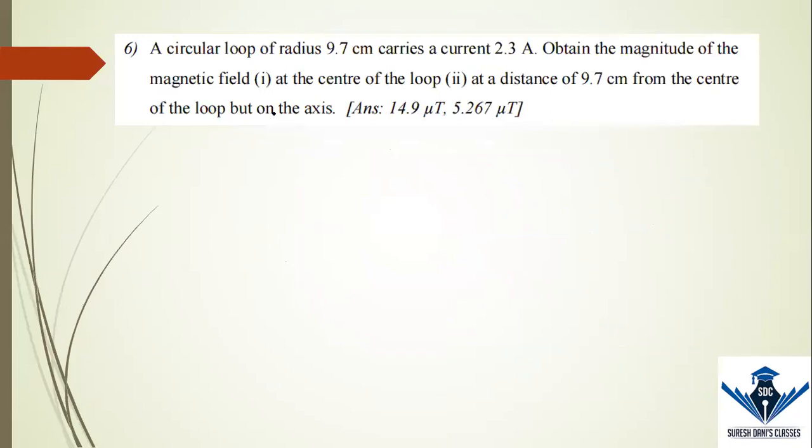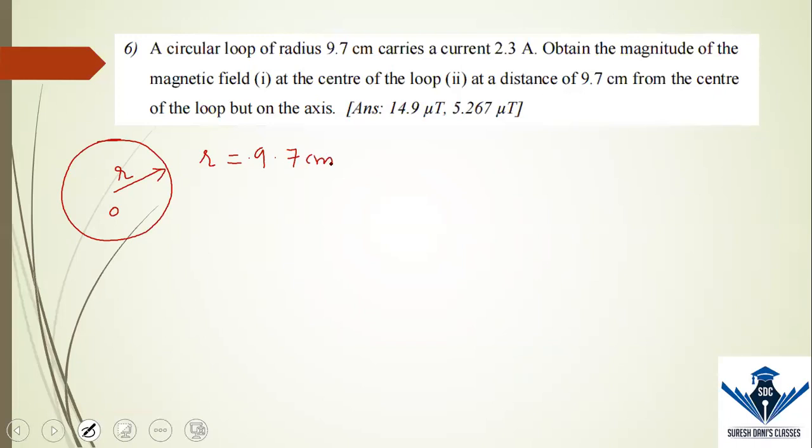If you read the question, it says a circular loop of radius 9.7 centimeters carries a current of 2.3 amperes. The moment I tell you that, you have to think about a circular coil, you have to think about the center of it, and its radius. The radius over here is given as 9.7 centimeters, and the current flowing is 2.3 amperes. Obtain the magnitude of the magnetic field at the center of the loop.